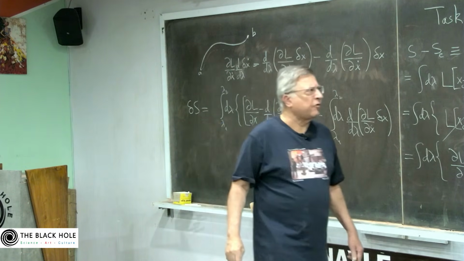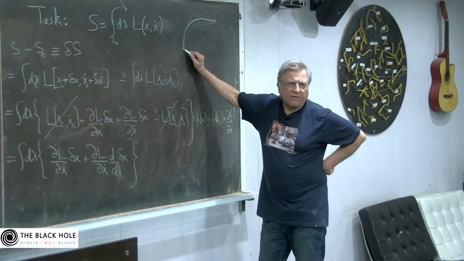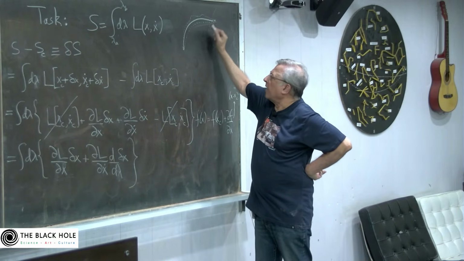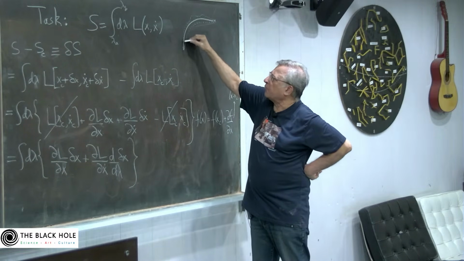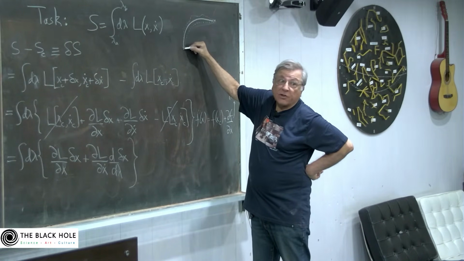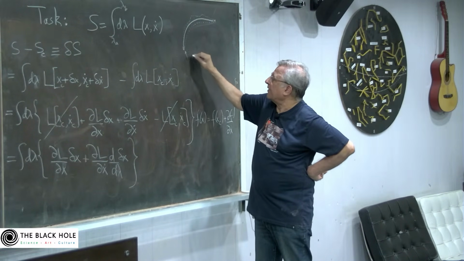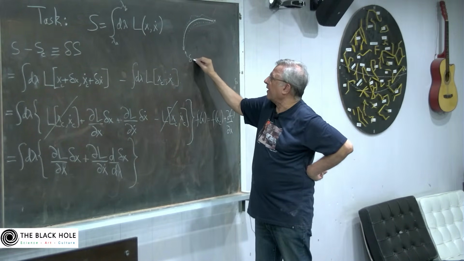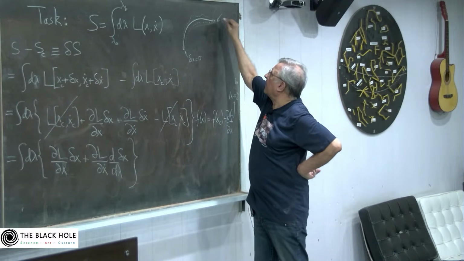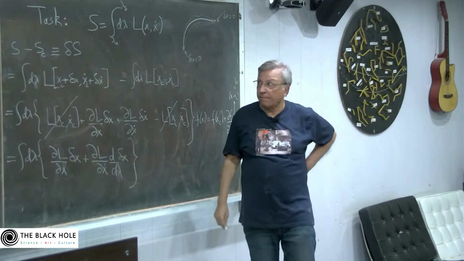Now look at this diagram over here. We were told to start from this point and end at this point, and to explore all possible paths that start here. Start here means delta x has to equal 0 over here, and delta x has to equal 0 over here.